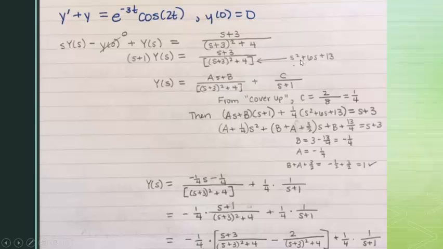Meaning that it doesn't factor over the reals easily. So 13 is prime. That's not the reason, but if you take the discriminant of this quadratic, then you will not get a perfect square. And so this is a prime quadratic. And so when you divide by s plus 1, I'll have an s plus 1, a linear factor in the denominator.